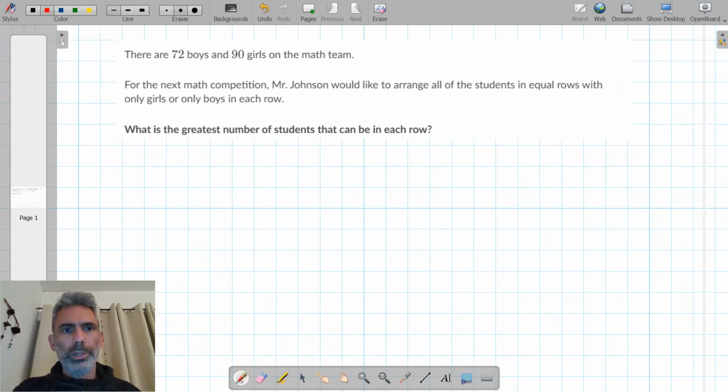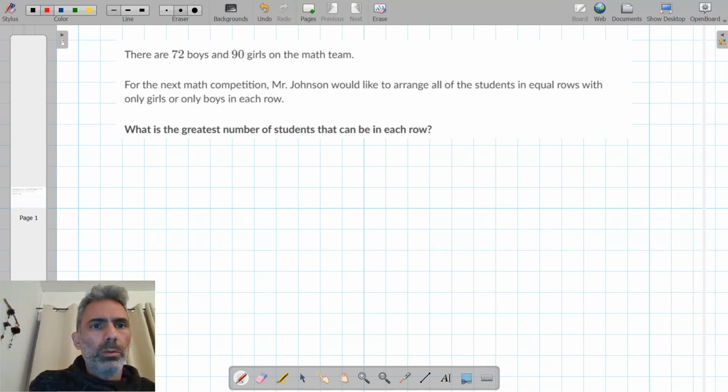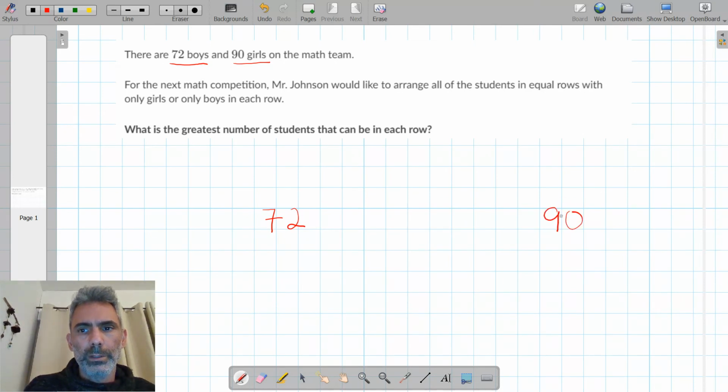There are 72 boys and 90 girls on the math team. Okay. For the next math competition, Mr. Johnson would like to arrange all of the students in equal rows with only girls or boys in each row. What is the greatest number of students that can be in each row? So we need to find out the greatest common factor of 72 and 90.